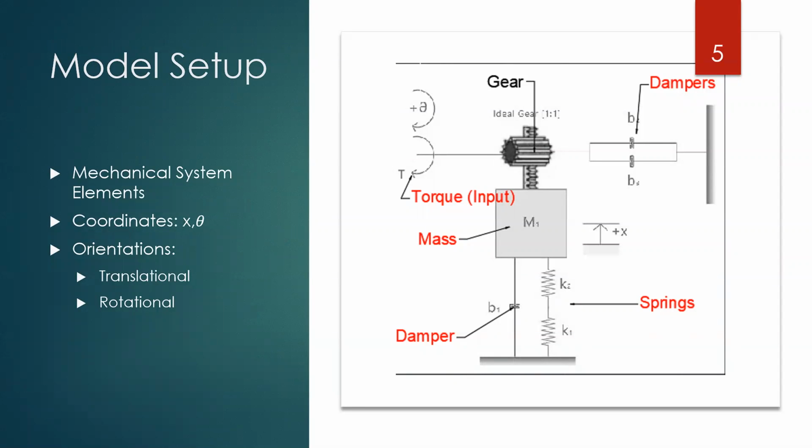So for the model setup, for this mechanical system, the coordinates are x and theta. For the orientation, the translation would be the M1 mass. For x, going up is positive, and for the gear, the rotational, it will be the rotational with theta rotating clockwise is positive.